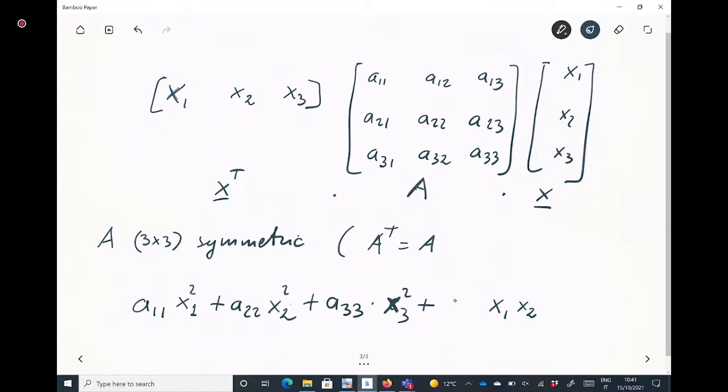Twice a12, which means a12 plus a21, because it is symmetric. Plus twice a23 x2 x3, plus twice a13 x1 x3.